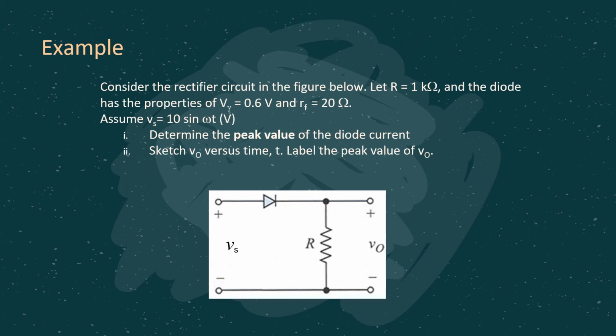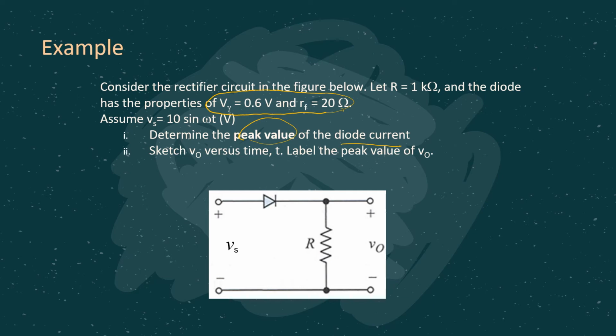Let's have a look at this basic half wave rectifier circuit. In this case, R is given as 1 kilo ohm, V gamma is given as 0.6 volt, as well as RF, which is given as 20 ohm, and assume Vs is 10 sine omega t. You have to determine the peak value of the diode current, and sketch V naught versus time t and label the peak value. First, you have to identify which model we are referring to. Obviously it is the third model because V gamma and RF are given.